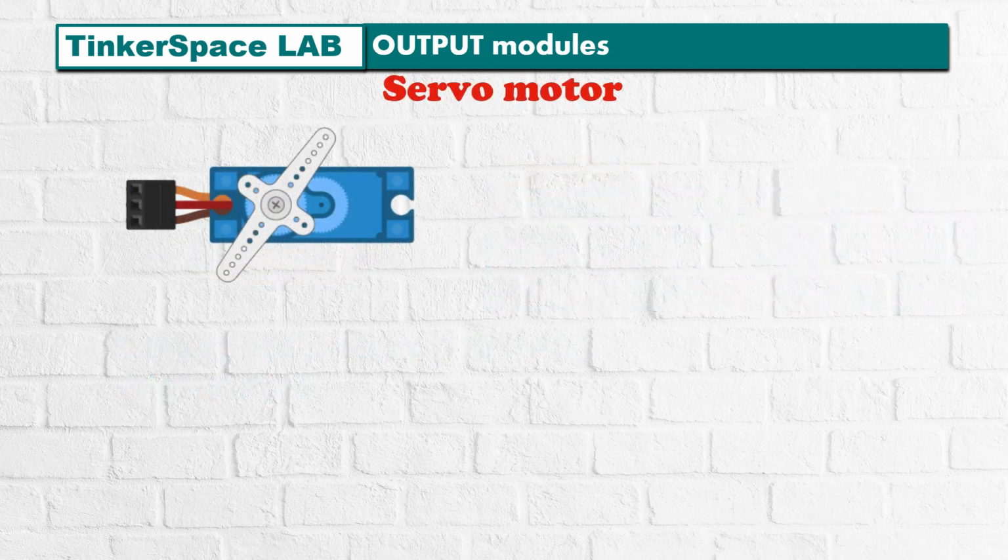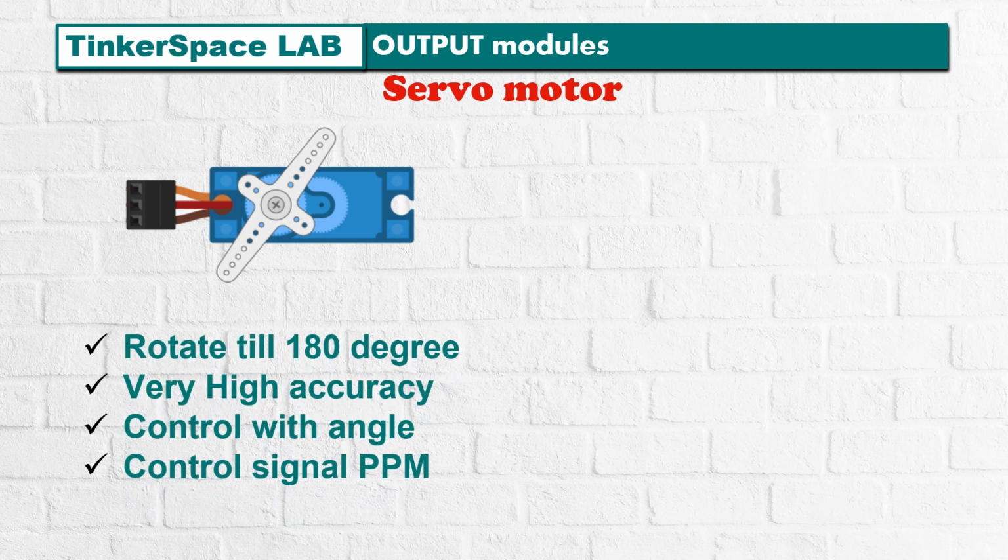Servo motor. Servo motors are used when accuracy and control are essential. Features: rotates up to 180 degrees with precise control over the angle. Controlled using PPM, pulse position modulation signals.